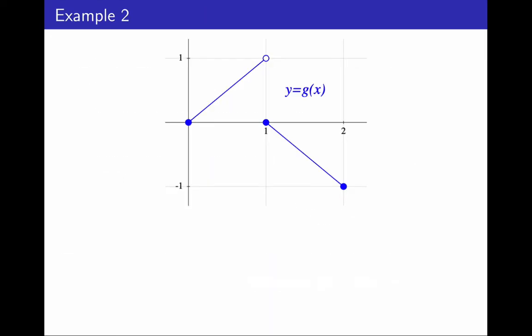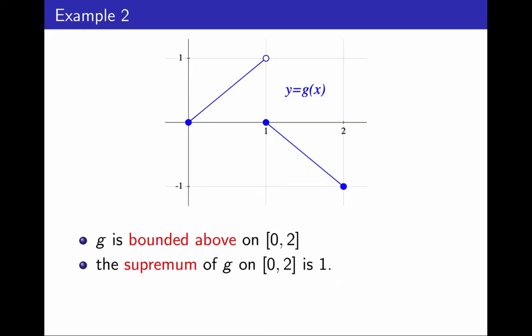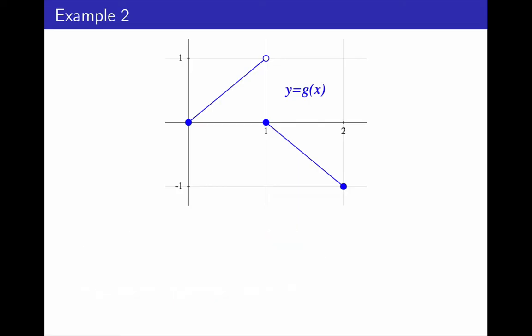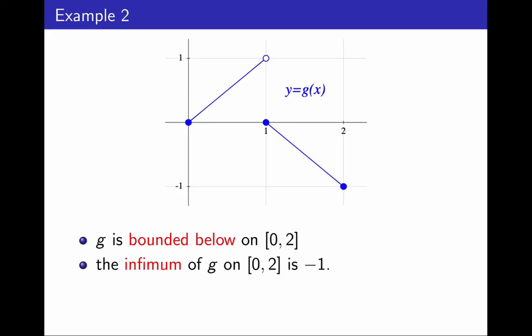Let's look at another example. Consider the function g defined by this graph. g is bounded above on the interval [0, 2]. The supremum of g on the interval [0, 2] is 1, but it has no maximum. On the other hand, if we look at lower bounds instead of upper bounds, we can see that g is also bounded below, and it has an infimum, -1, which is also a minimum.